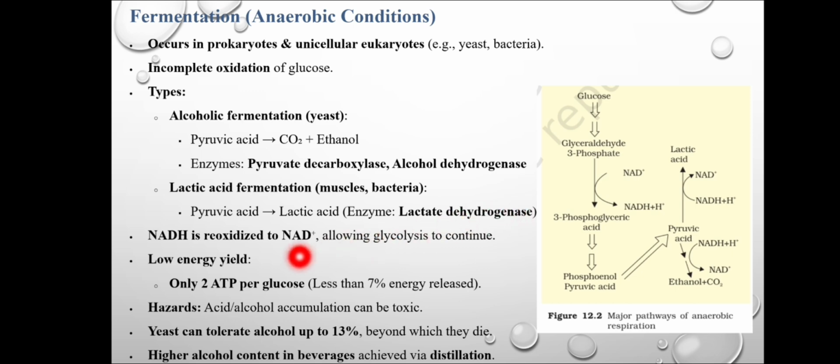So what is the net product of fermentation? So only 2 ATP is produced per molecule of glucose, and that also these 2 ATP are produced in the glycolysis step. Acid or ethanol, in both cases, even the lactic acid or the ethanol, if they start accumulating in the cell, after a point they can become toxic.